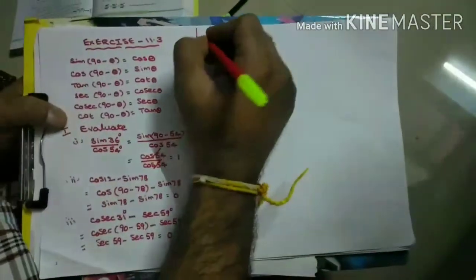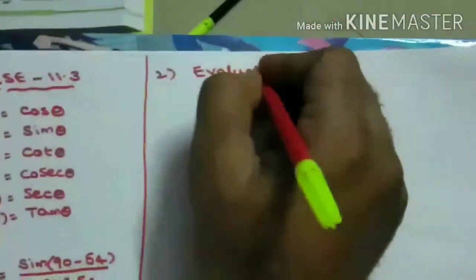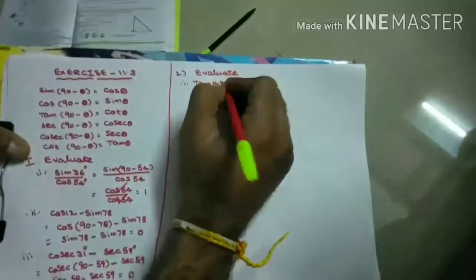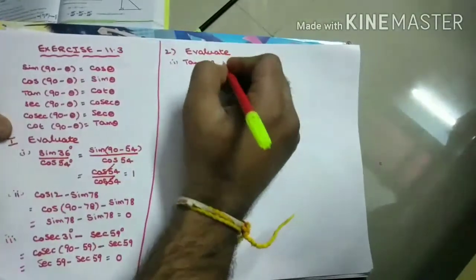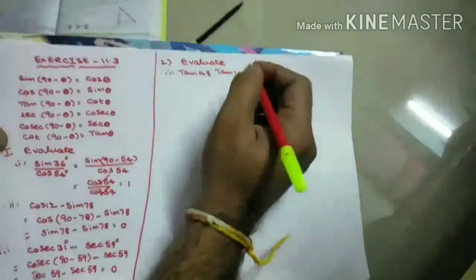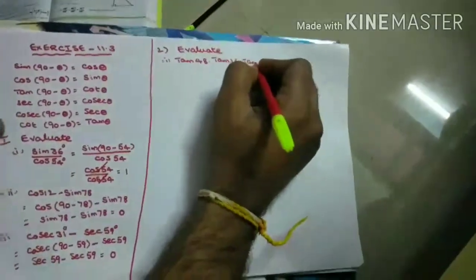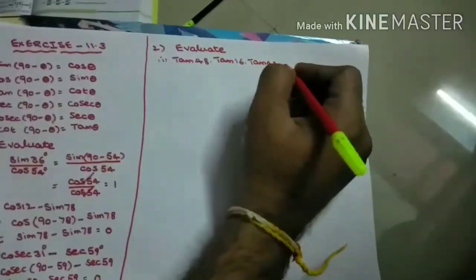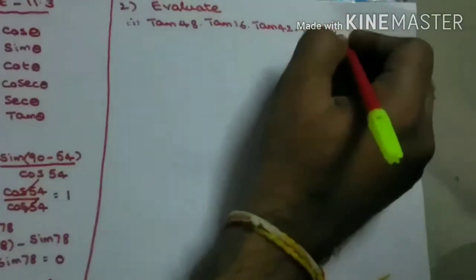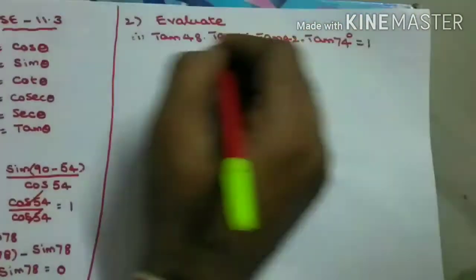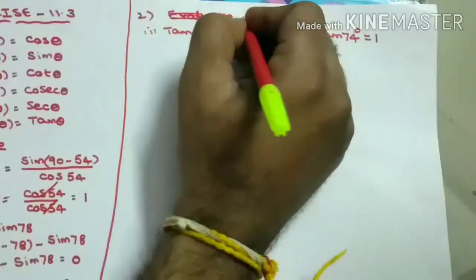Now come to the second Roman numeral. First question: tan 48 into tan 16 into tan 42 into tan 74 equals 1. Sorry, not evaluate, show that.